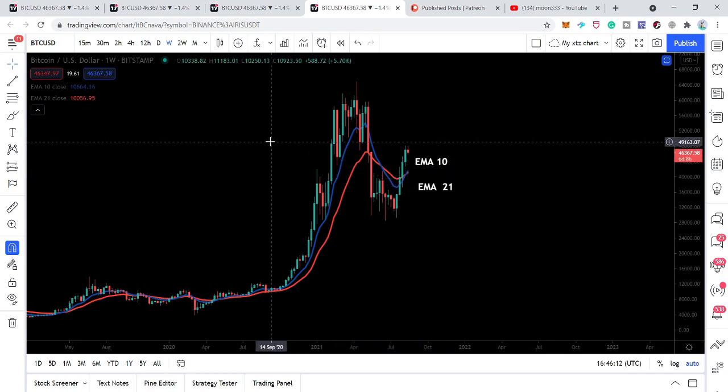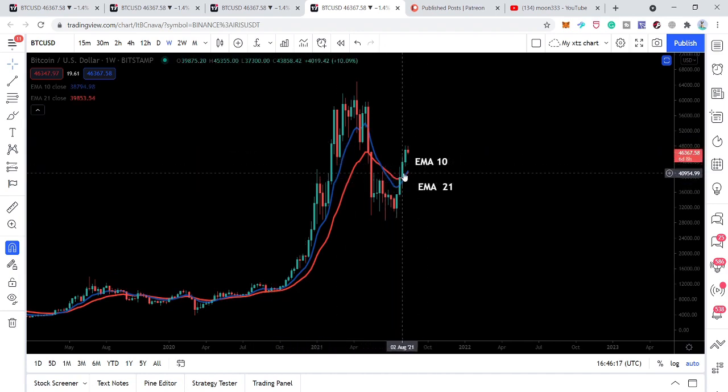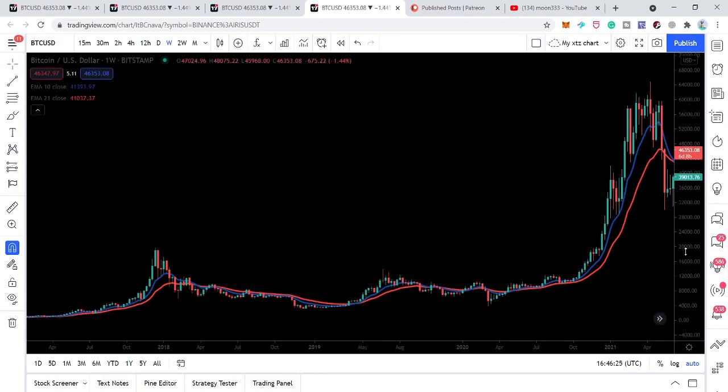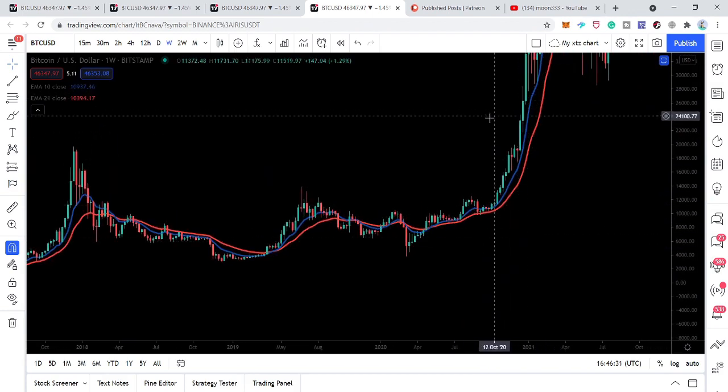Every single time we have received this bull cross between the EMA 10 and 21, a very long-term rally has started after that. For example, previously we received this bull cross after the drop of March 2020, and we had a very powerful move towards the upside.